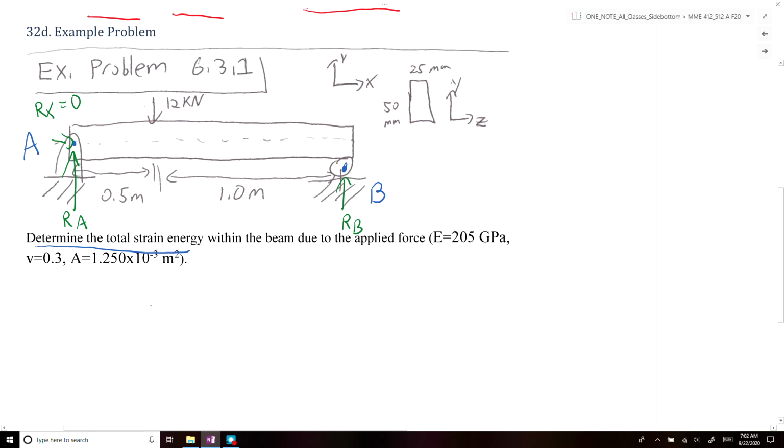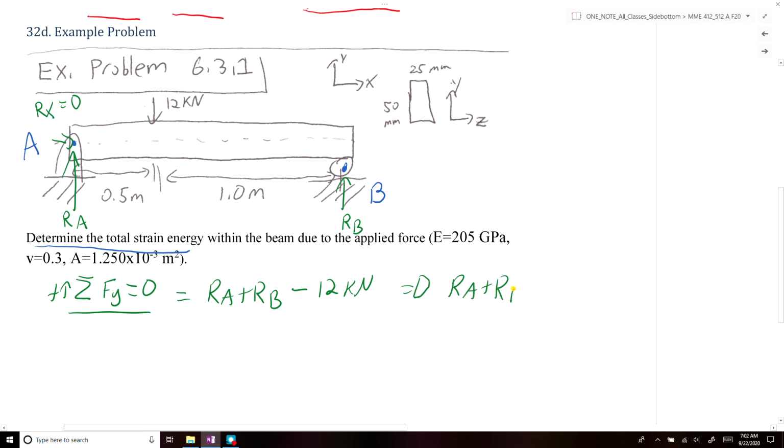If we sum all of our forces along the y direction and set that equal to 0, we get RA plus RB minus 12 kilonewtons is equal to 0. So the sum of RA plus RB must equal the applied force of 12 kilonewtons.